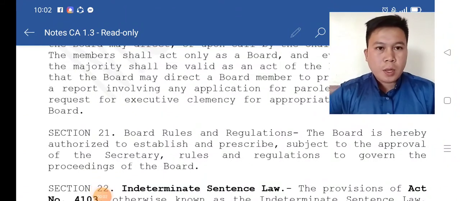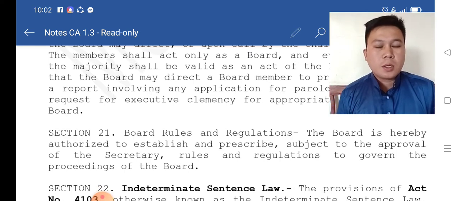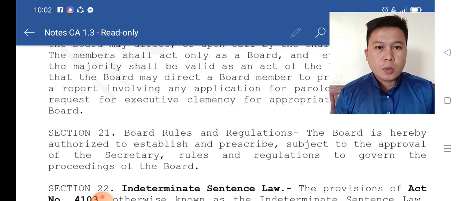Section 21 states that the board is hereby authorized to establish and prescribe, subject to the approval of the secretary, rules and regulations to govern the proceedings of the board. So ang gagawa dyan sa section 21 ng board rules and regulations is yung nakatalaga na isang chairman, which is the secretary, and the 6 members.